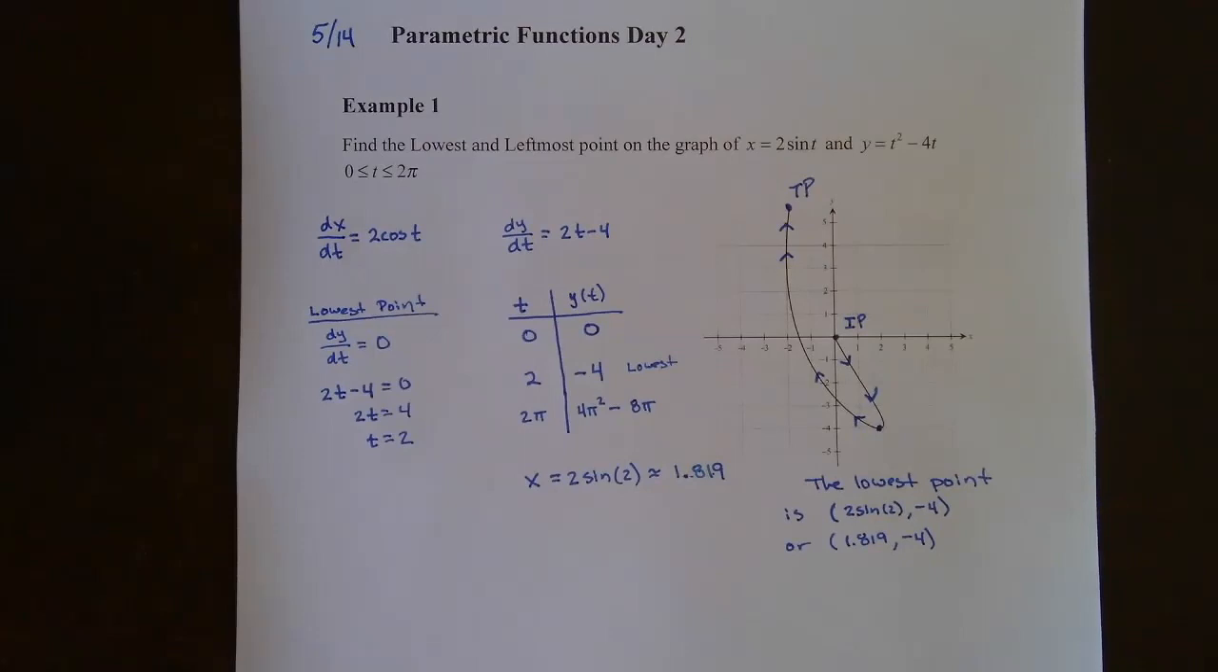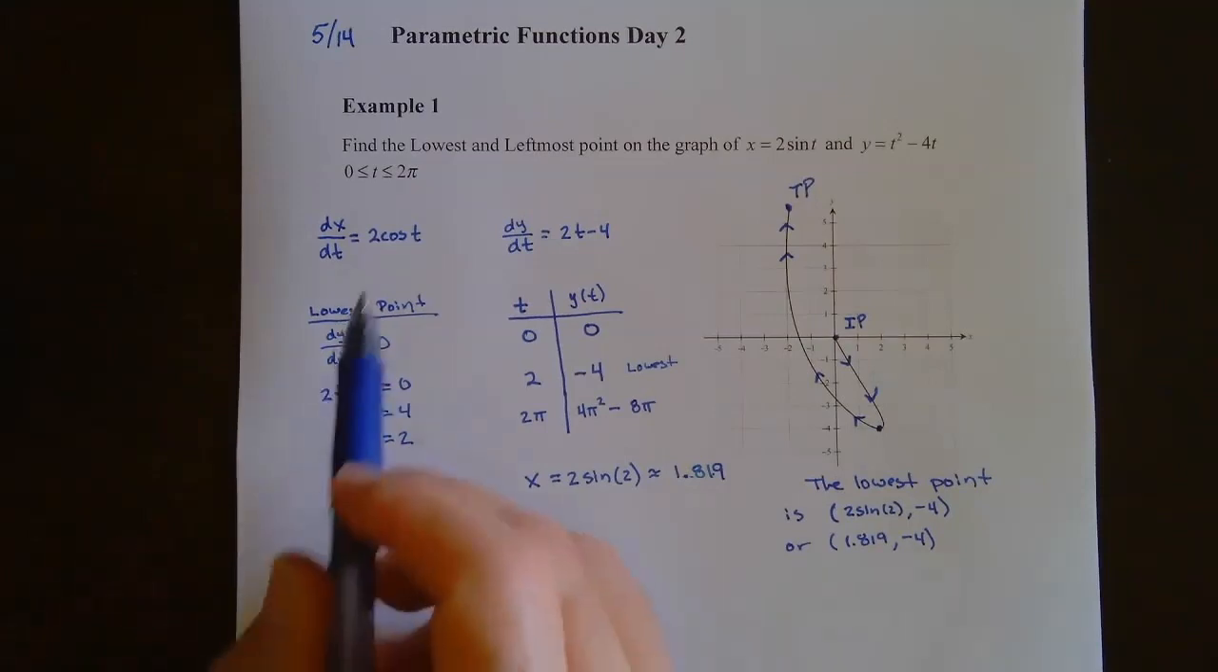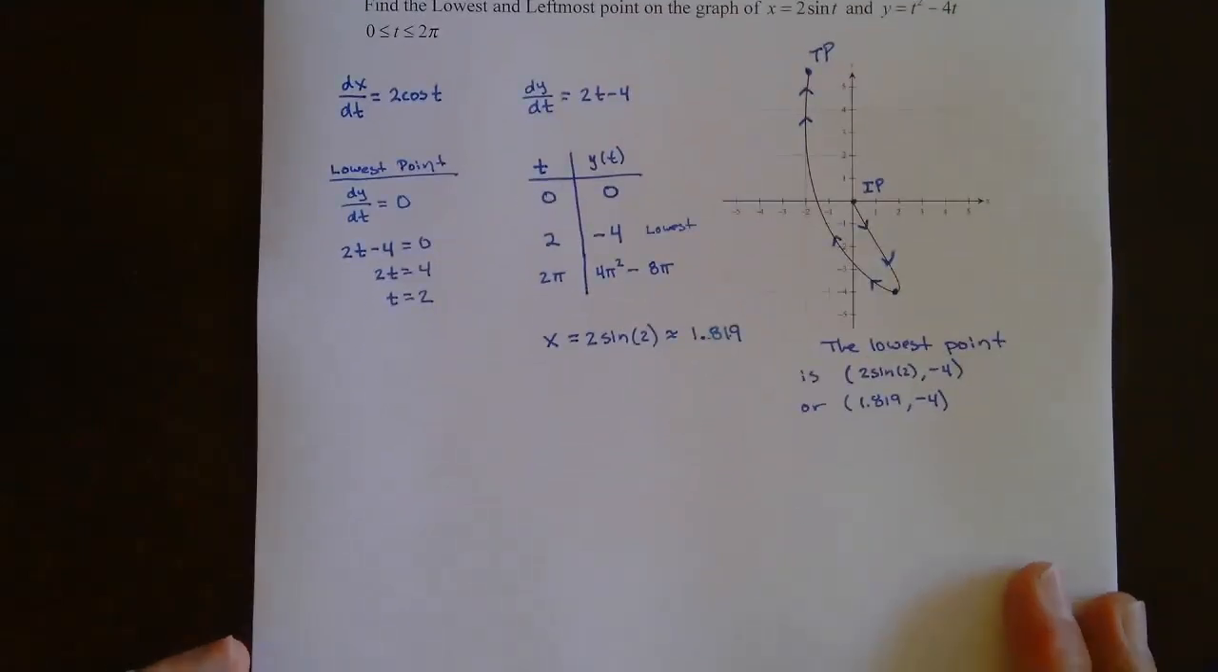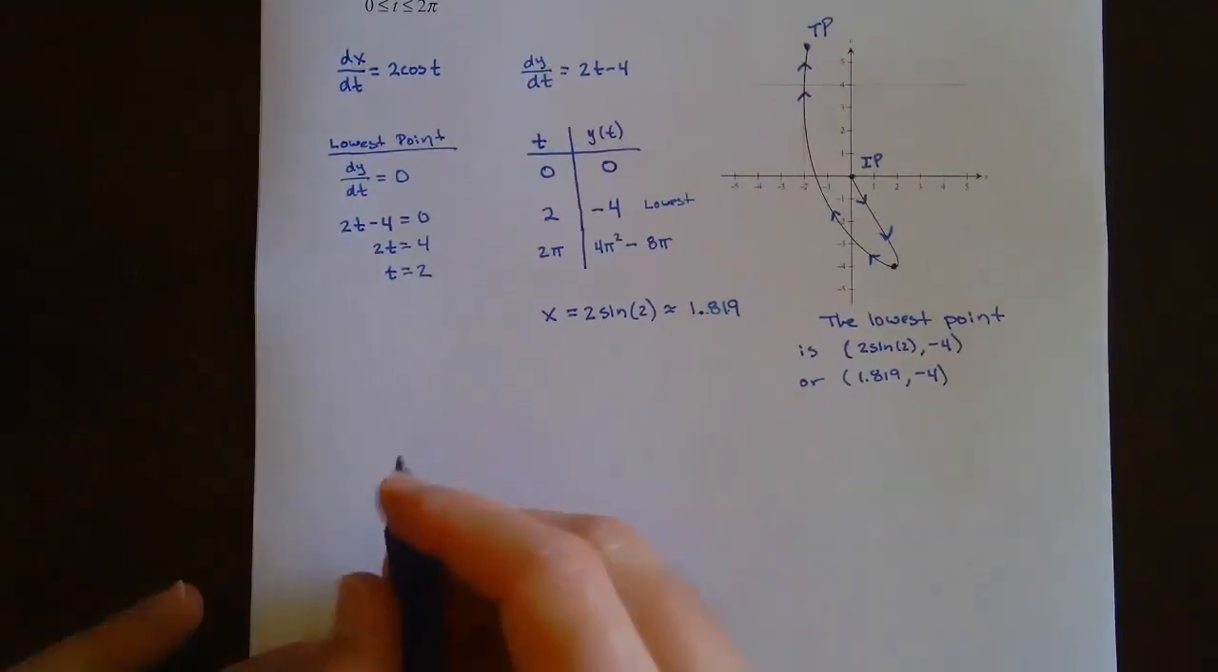All right, so the next thing is, we want to know the leftmost. So we would need to find where x is a minimum, right? So how do we find where x is a minimum? Well, we got to use the derivative, right? So we're going to set 2 cosine t equal to 0, and we're going to find the critical numbers for dx over dt, okay? And then we're going to check t equals 0, t equals 2 pi, and whatever we get for where dx over dt is equal to 0. So I'm going to slide this up a little bit to give us some room, okay?